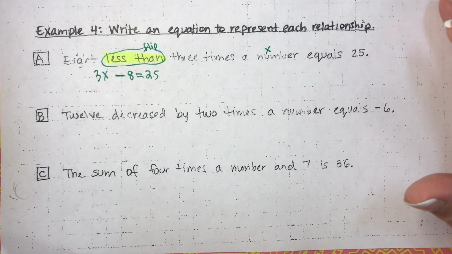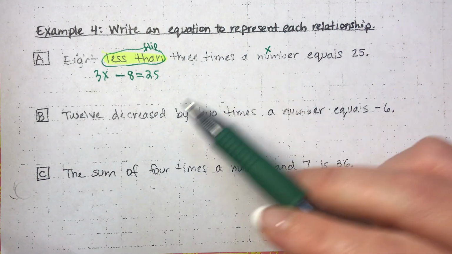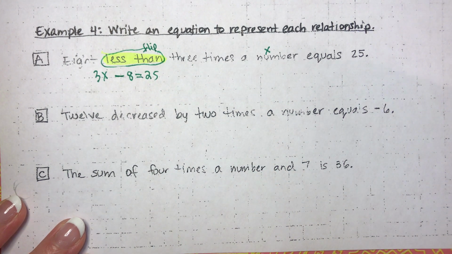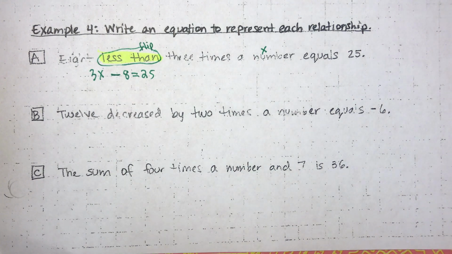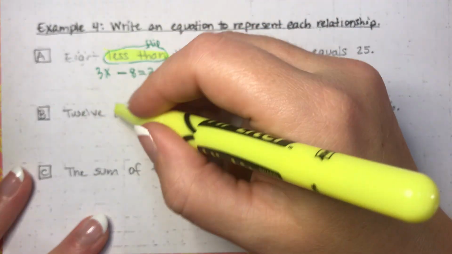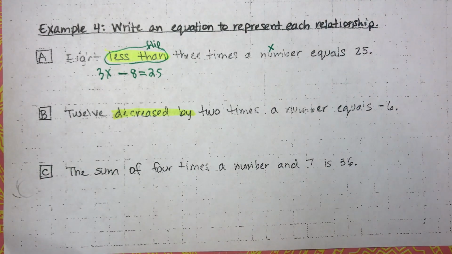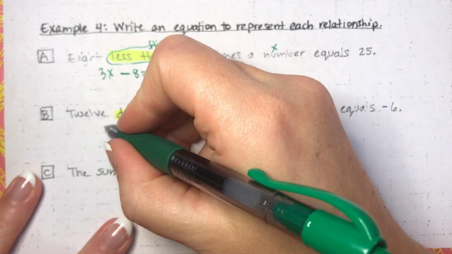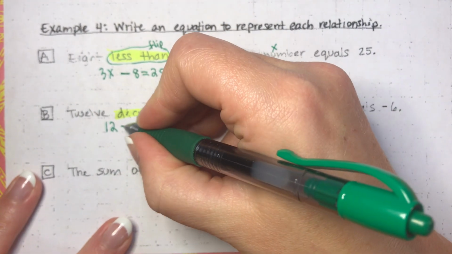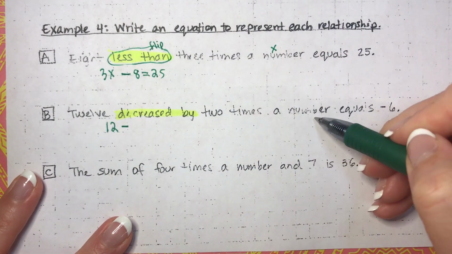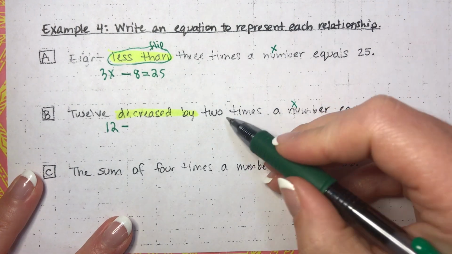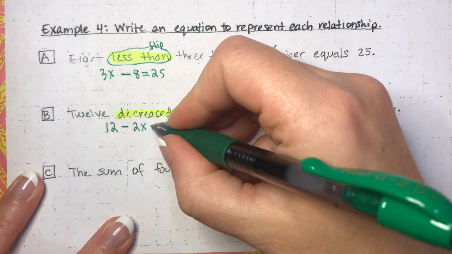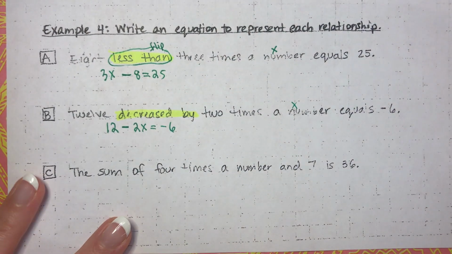All right, let's look at the next one. It says 12 decreased by 2 times a number equals -6. So what is the key word? Decreased by. And decreased by just means subtraction. So we have 12. Decreased by just means subtraction. 2 times a number, we don't know what that number is, so that's our x. So just 2 times x, or just 2x, equals -6.